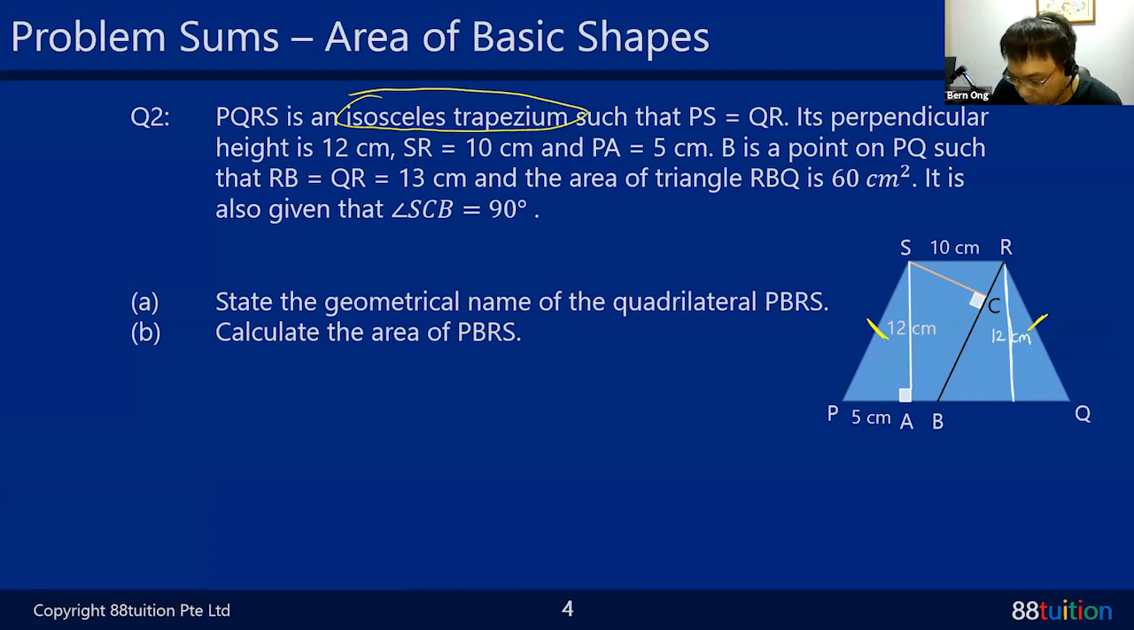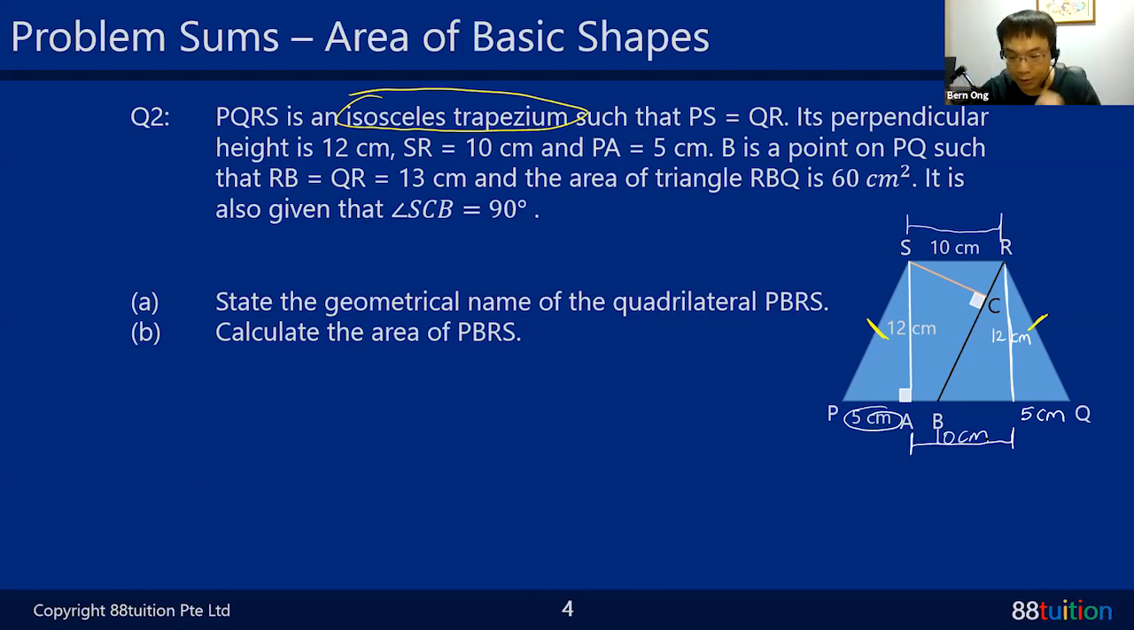Okay, and if PA down here is 5 cm, it means that down here is also 5 cm. If on top is 10 cm, then from A to here is also 10 cm. So isosceles means the left and the right part are the same. Understand? Okay.